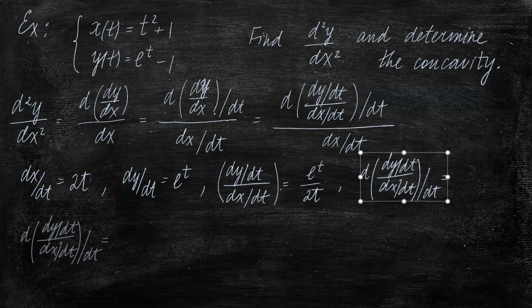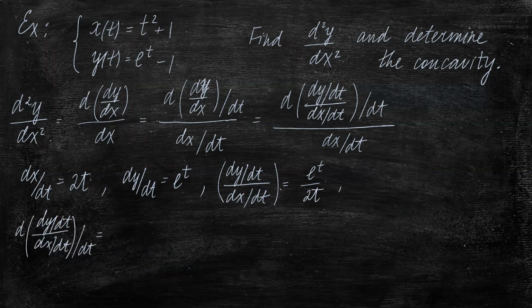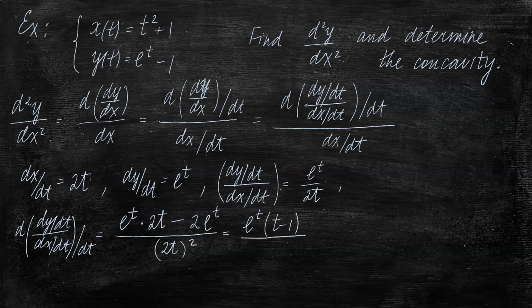So let's do it over here. The derivative of the numerator, e to the t, times the denominator, minus the derivative of the denominator times the numerator, all divided by the denominator squared. So simplifying this gives us e to the t times (t minus 1), and in the denominator we have 4t squared, but since I have an extra 2 over here, I'm going to reduce it a little, and we're going to have 2t squared.